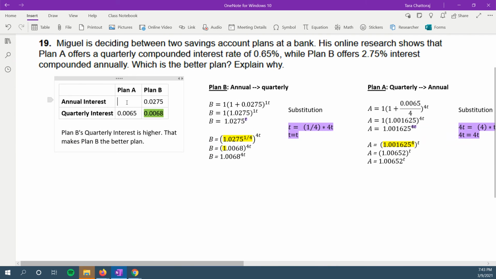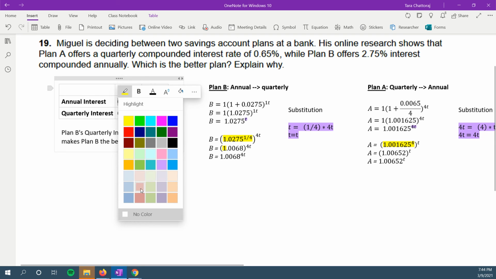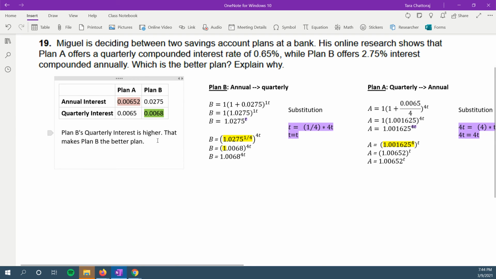So that growth rate, if we were going to write it, is 0.00652, right? And that's our annual interest for Plan A. Now, if we look at that, that's significantly lower than Plan B. So again, Plan B is going to win in this case. So I'm going to make this red just to demonstrate that that's the losing one, if you will, right? Plan A's annual interest is lower than Plan B's annual interest. That makes Plan B the better plan, right?